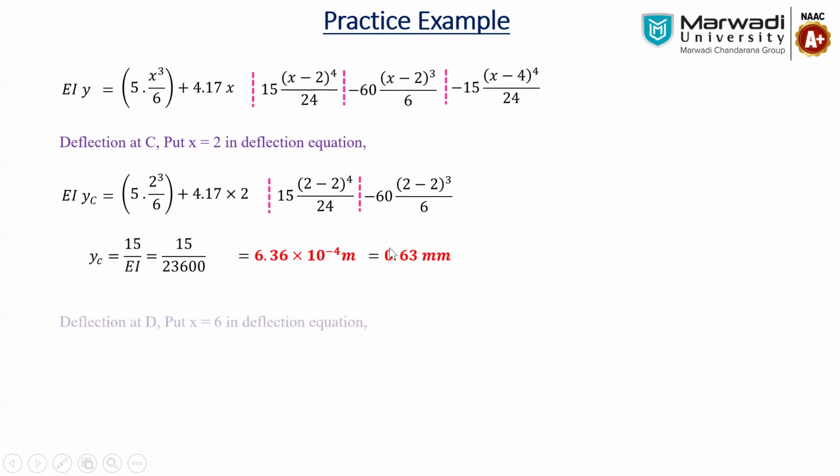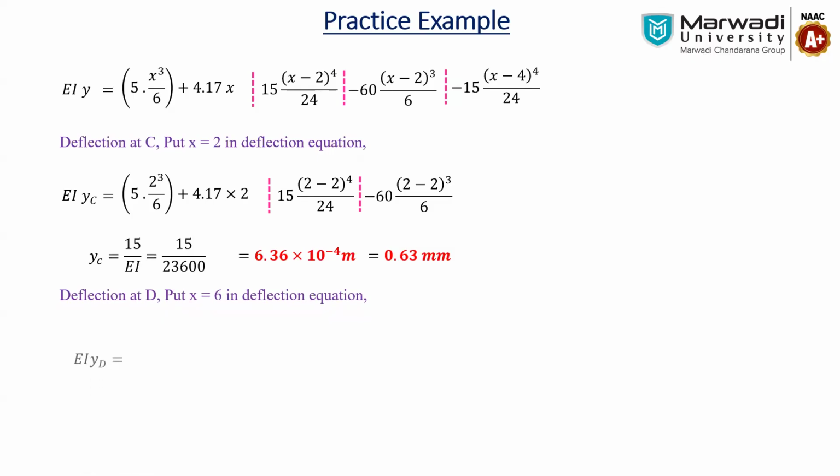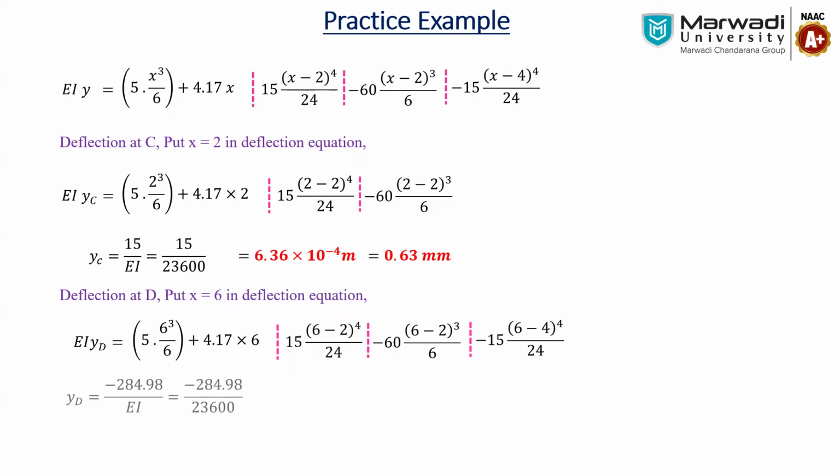In the same way, if you put x equal to 6, to get the deflection at D, we have to consider the entire equation. If you put the value of x equal to 6 in this, you will get minus 284.98, which is indicating a deflection of 12.07 mm.